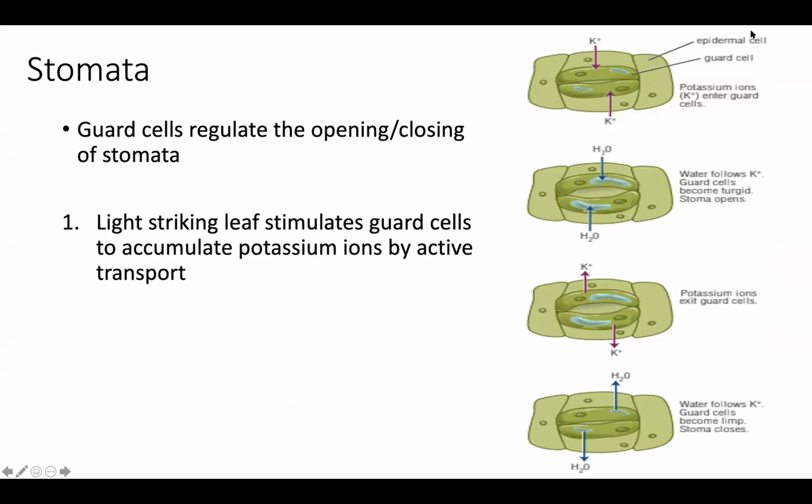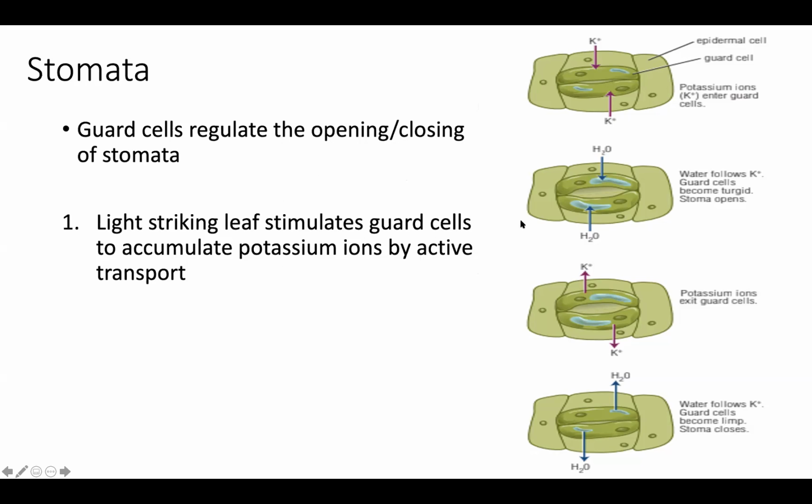Okay, so I'm just gonna get this out of the way. So we're gonna start from the top up here, okay? So step 1, we have sunlight, or it could be artificial light. Light striking the leaf will stimulate the guard cells to gather potassium ions by active transport.